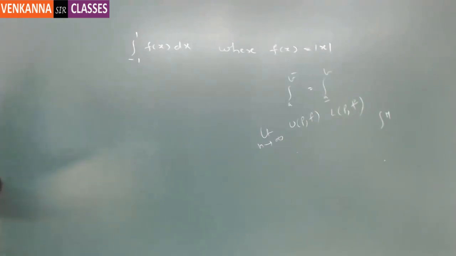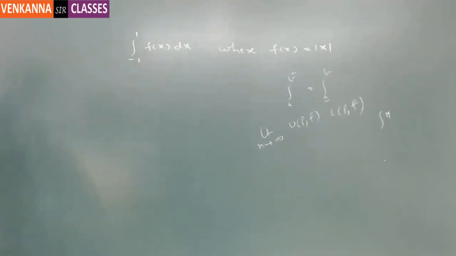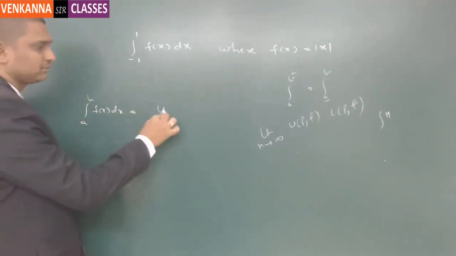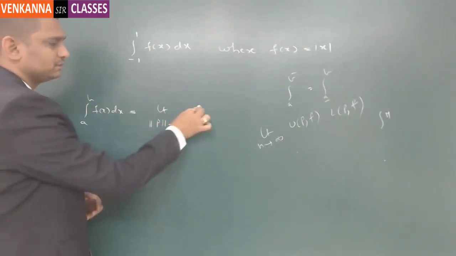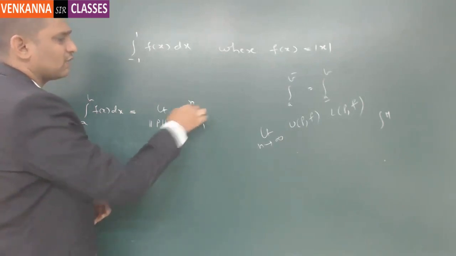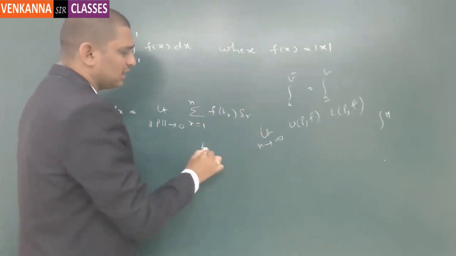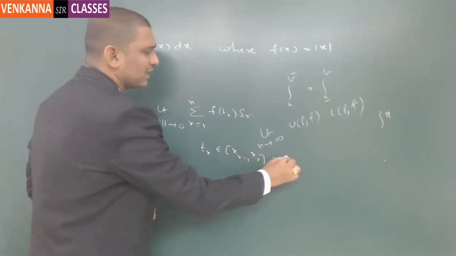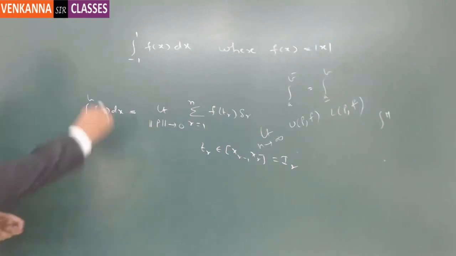Right. Now the other thing is, the same definition will be conveyed as: integral a to b f(x) dx is nothing but the limit as norm P tends to 0 of the summation r equal to 1 to n of f(t_r) times delta_r, where t_r is any point in the interval I_r. This is another definition. Please take note of this definition.